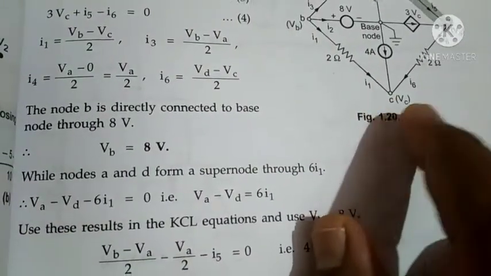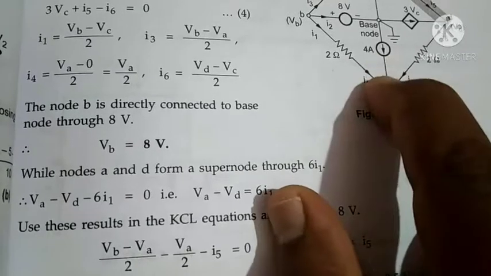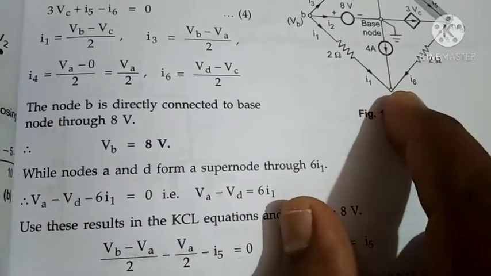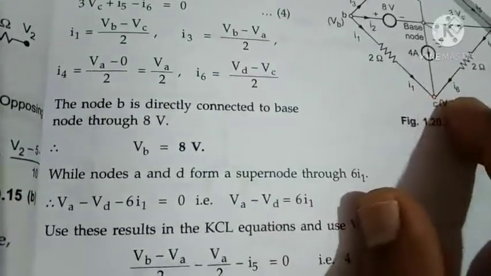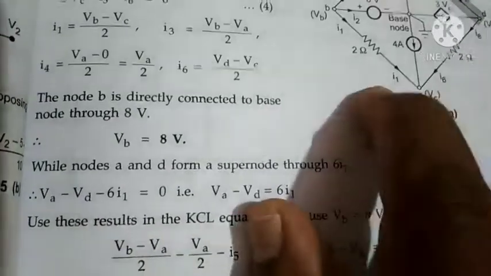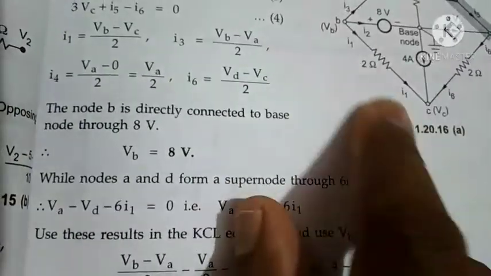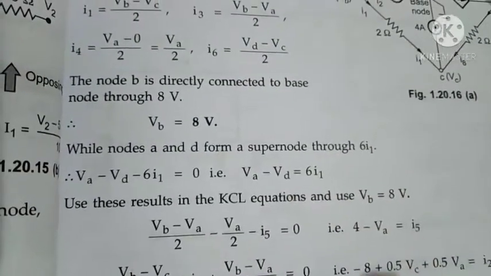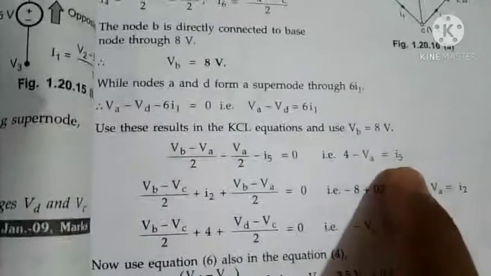What are the elements connected to this one? I1, 4 amperes and I6. So I1 plus 4 ampere plus I6 is equal to 0. Once again, calculate the value. I6 is given by VD minus VC divided by 2. I1 is given by VB minus VC by 2, and this 4 ampere as it is. Just put those values, we'll get another equation.